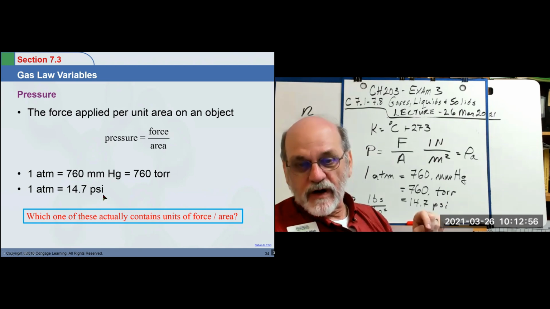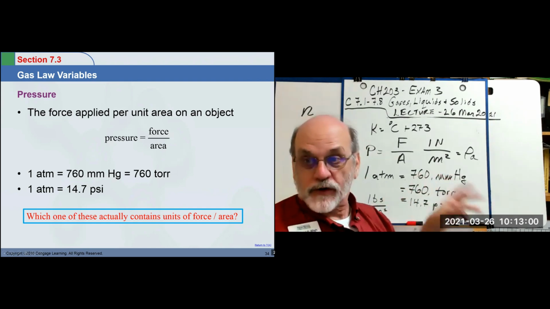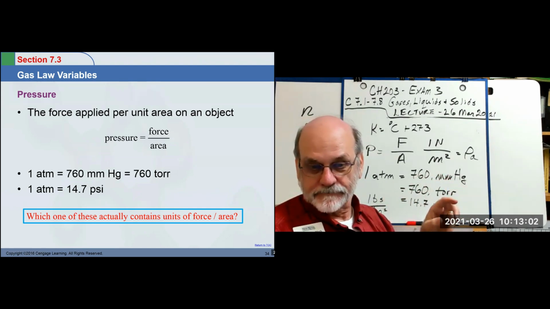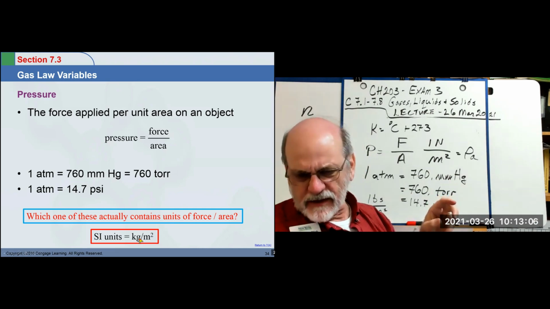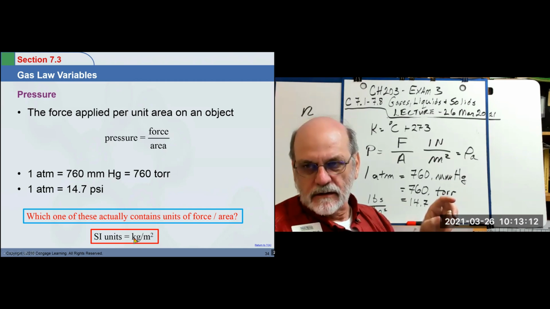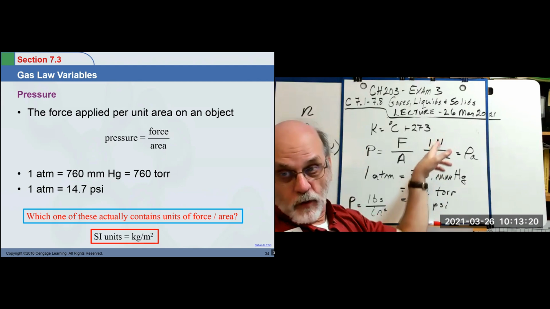The pounds per square inch is actually force per unit area, right? SI units, actually this is not true. Kilogram is a mass. It's not a force, but it can be related to an actual force, newtons.